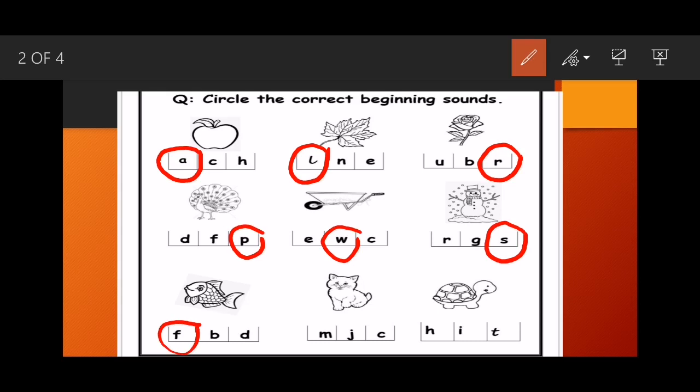Very good. What is the next picture? Very good. This is a cat. So the letters we have are M, J, K. So K, cat. Very good. Now the last picture. What is this, student? Very good. Turtle. The letters we have are H, E, T. So turtle starts from T. T, turtle. Okay, students?